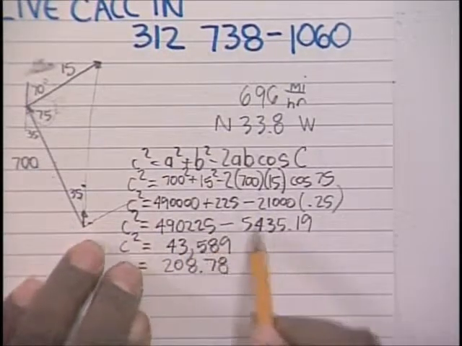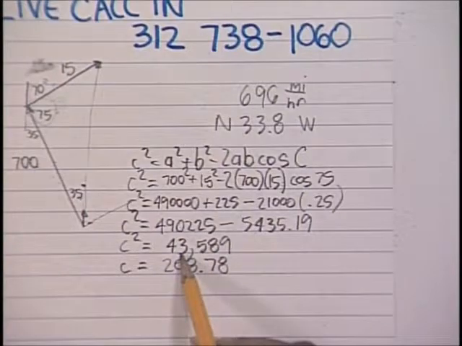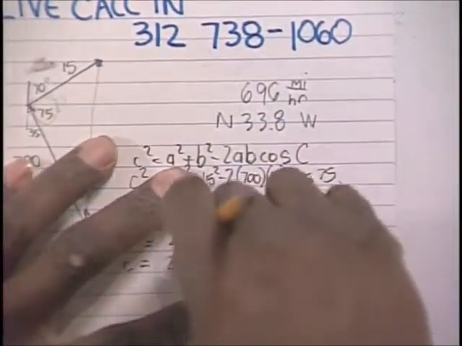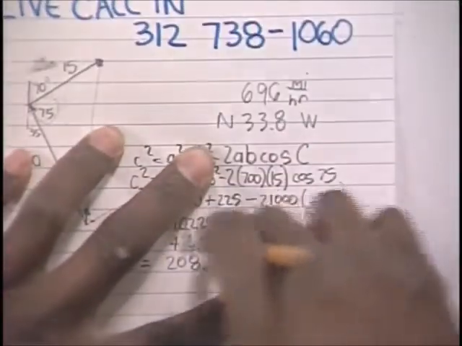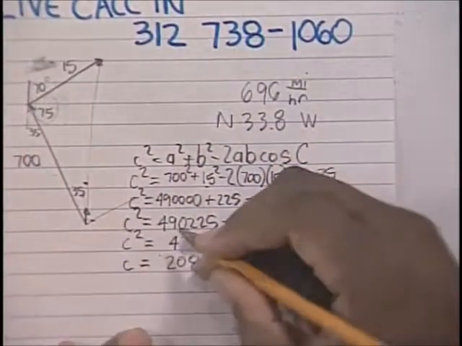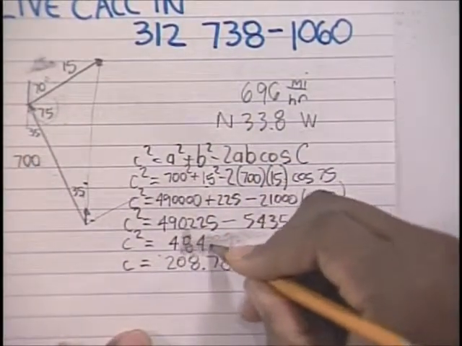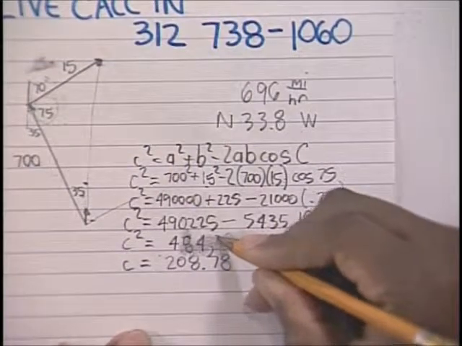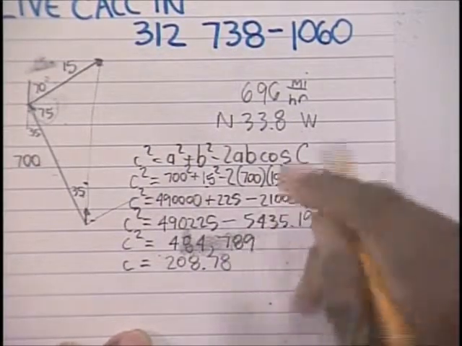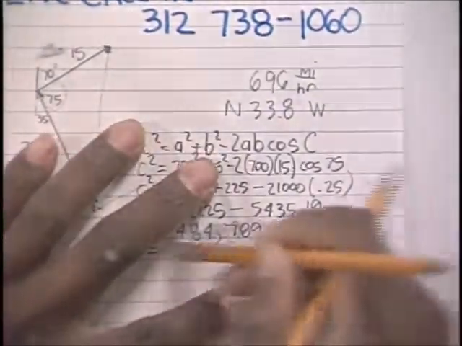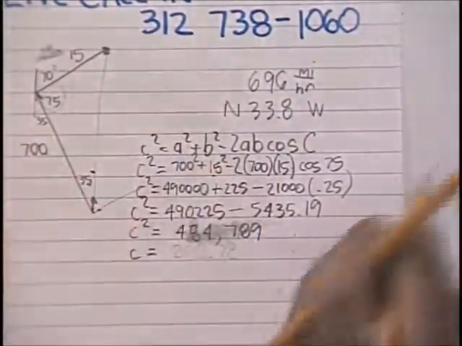And when you subtract those, you get 484,000. Oh, okay. Sorry about that, I misunderstood you. 484,789. And then when you take the square root, what do you end up with? 696.